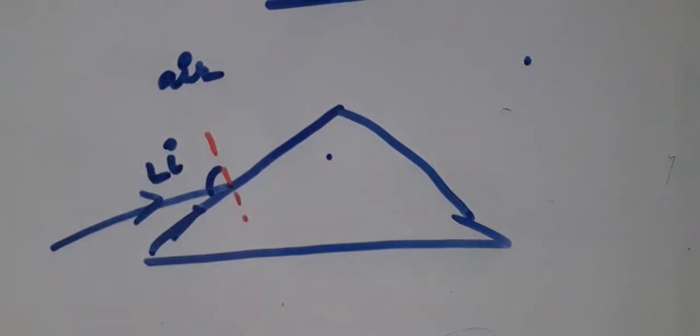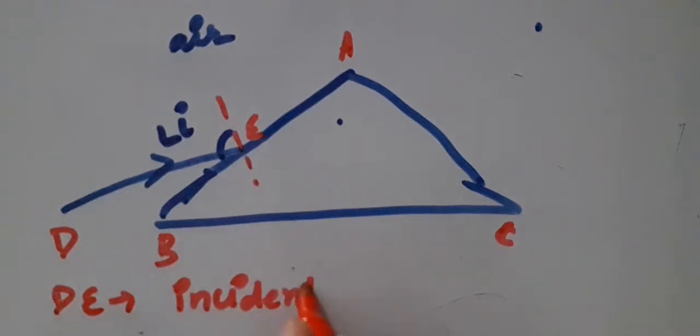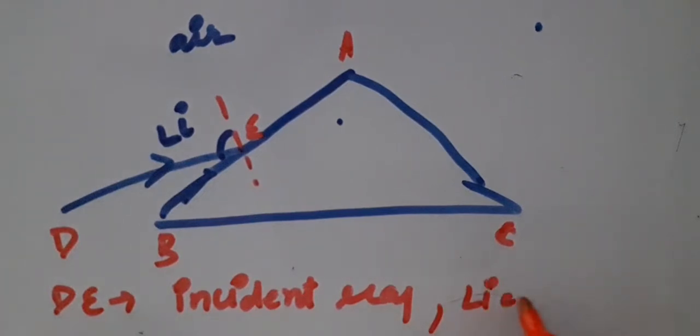This ray which is striking this particular interface, I am naming this triangle ABC, and this ray is D and E. So here we can say that DE is the incident ray, and angle I is the angle of incidence, which we already studied.